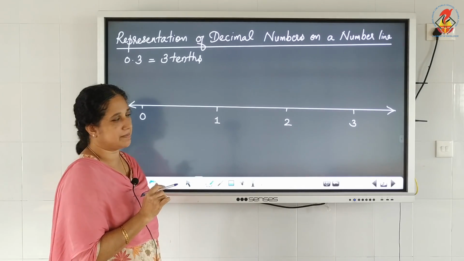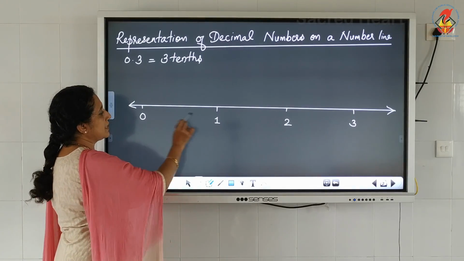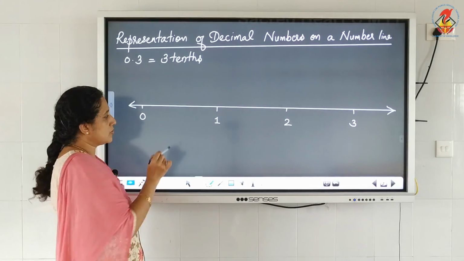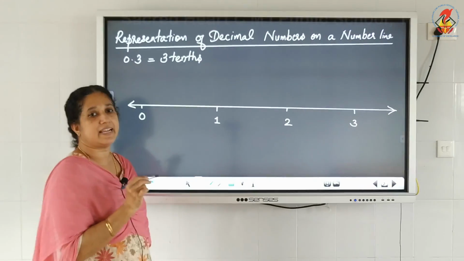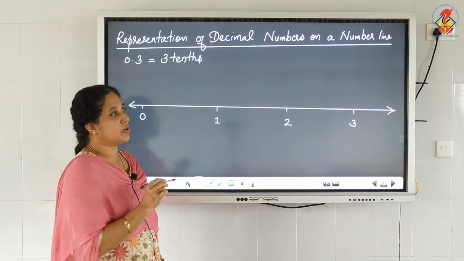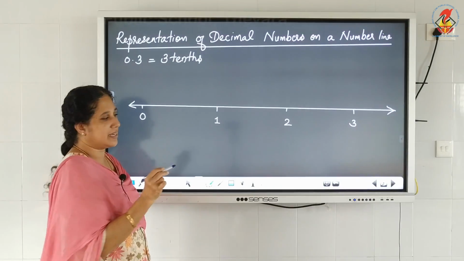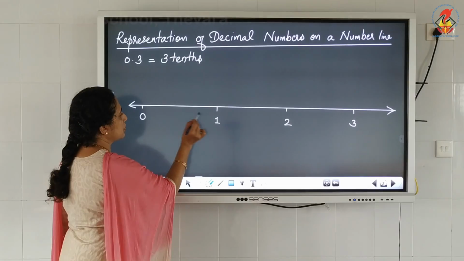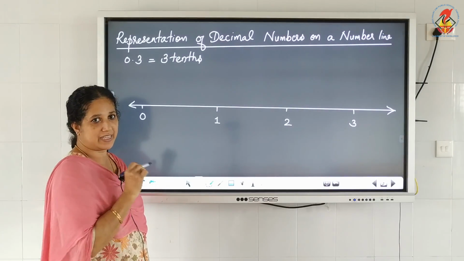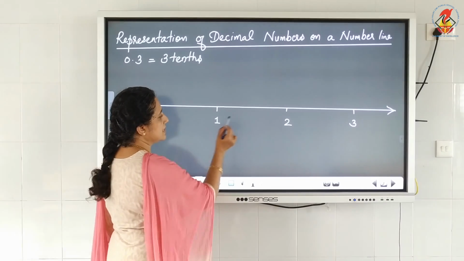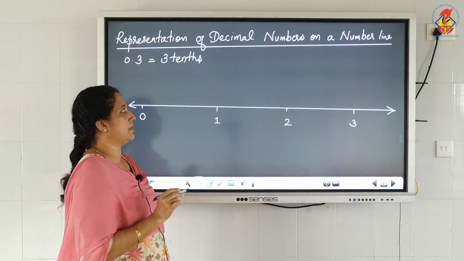on the number line. Now we have to represent 0.3 on the number line. So the distance between 0 and 1 should be divided into 10 equal parts because we want to represent 0.3, that is 3/10. Therefore, the distance between 0 and 1 should be divided into how many equal parts? 10 equal parts. Similarly, the distance between 1 and 2 and 2 and 3 is also divided into 10 equal parts.